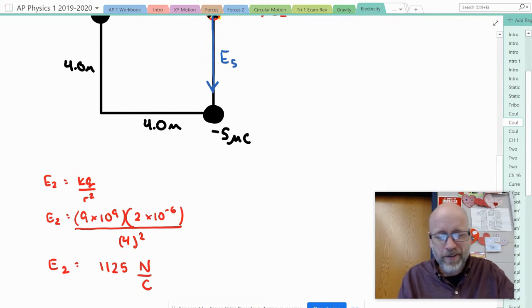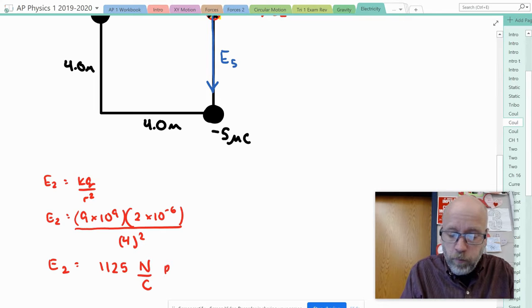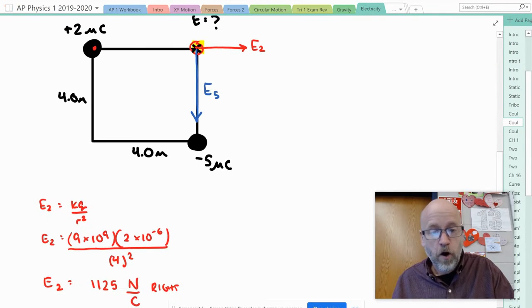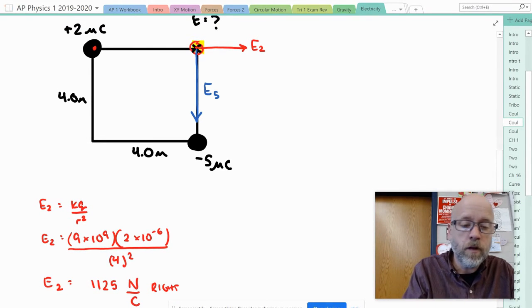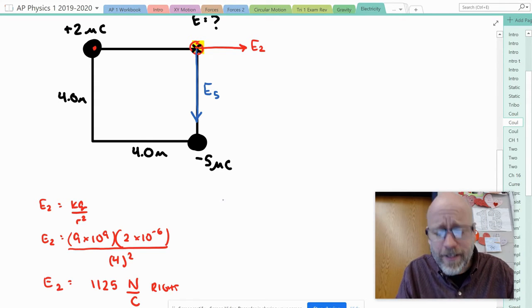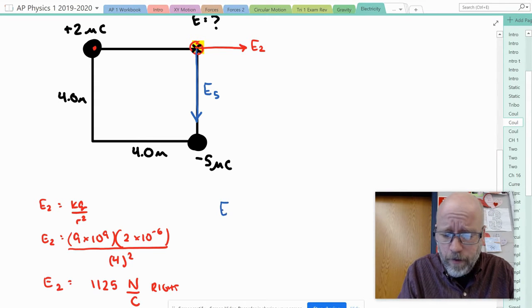Now, because it's a vector, I'm also going to throw in that it's pointing to the right. So I just found the electric field caused by the plus 2 microcoulomb charge. All right? Hey, this is easy stuff. Nice. Bask in the easiness. So to find the electric field from 5, I'm going to follow the same procedure.